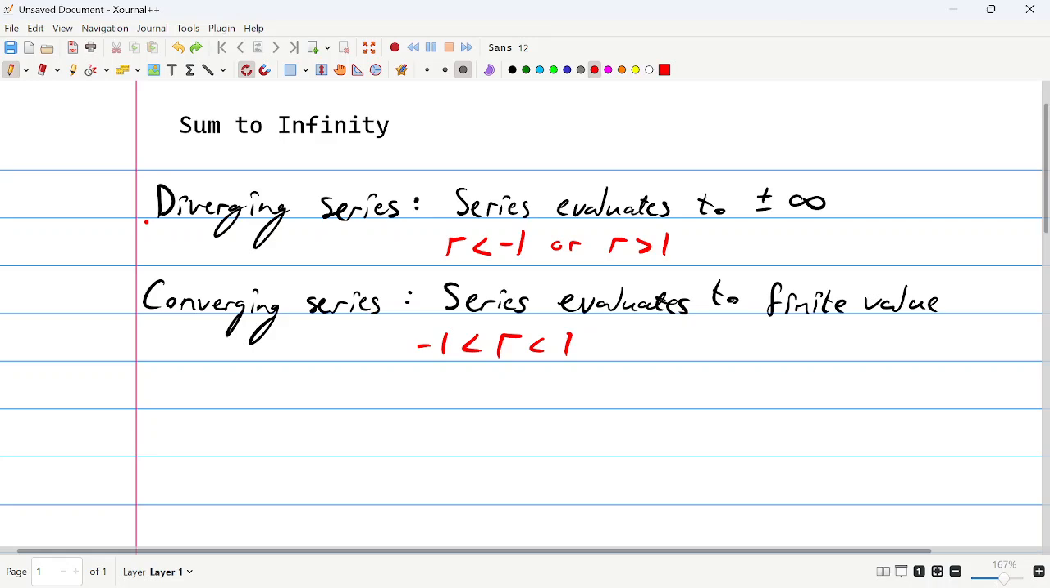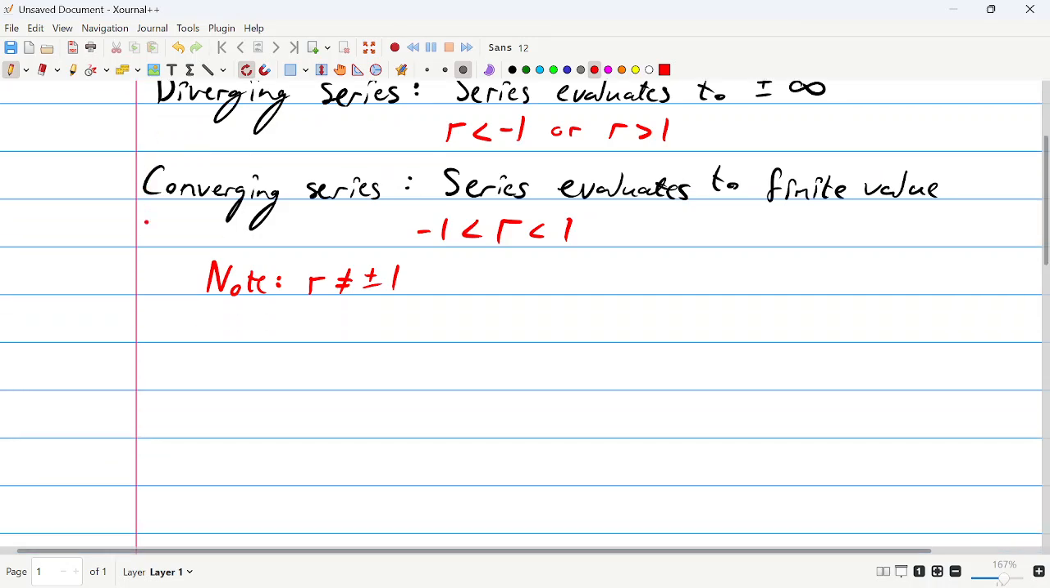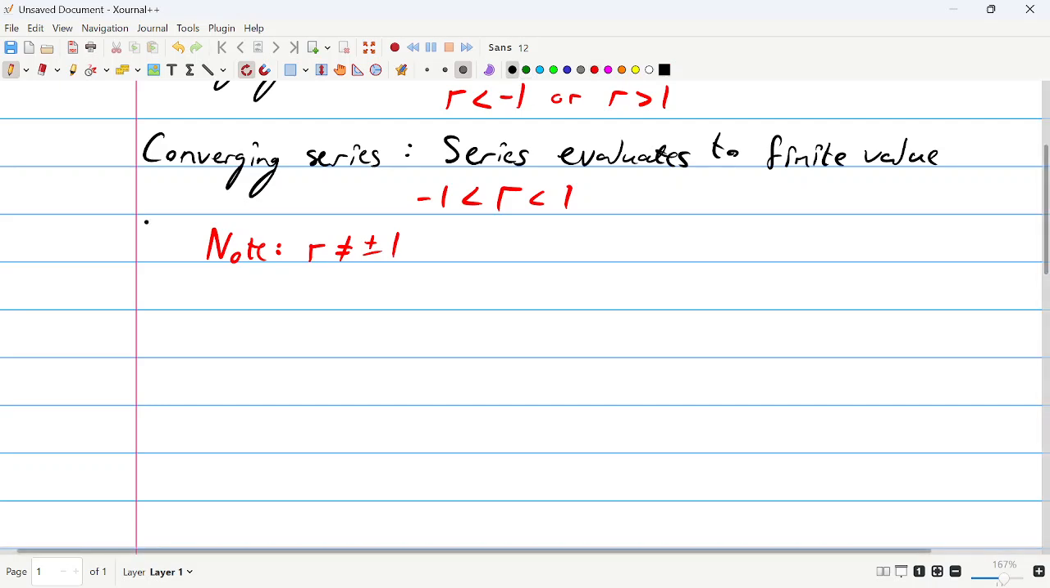Just take note, by the way, that r is never equal to plus or minus 1, because in that case the denominator will be 0. And let's go into the equation that we need to know. The equation for sum to infinity goes as follows. S sub infinity is just going to be equal to a over 1 minus r.